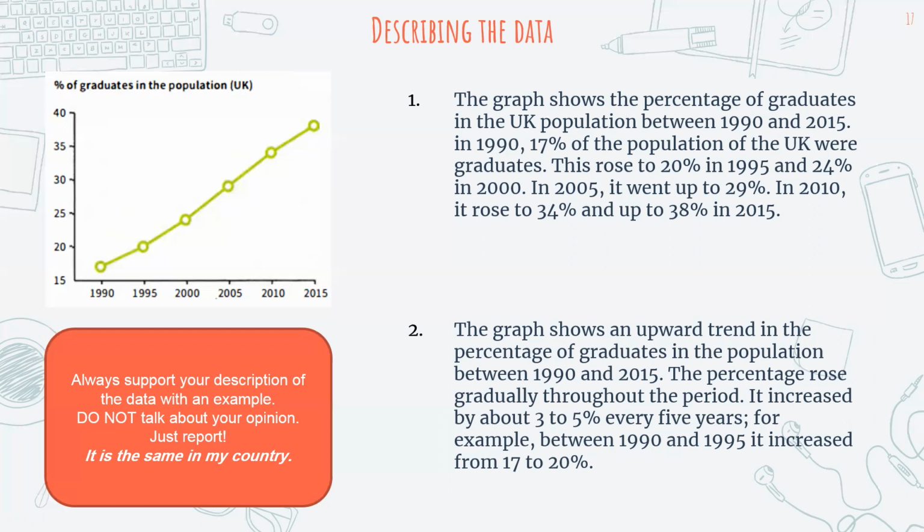Nothing more. But the second one, it describes what's happening. It used the percentage rose gradually throughout the period, rose gradually, increased. It increased by about 3 to 5% every 5 years. So it's describing what's happening. So this is much better. Always support your description of the data with an example. Don't talk about your opinion, just report.